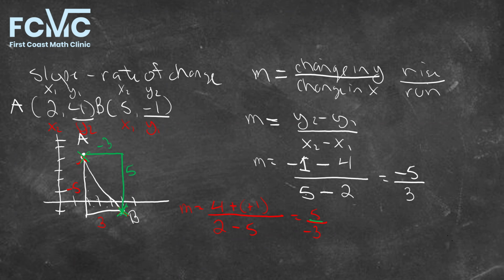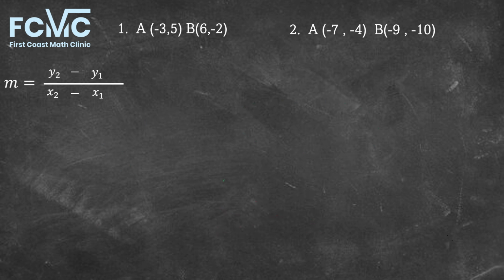All right, so let's get into a couple examples where we use our slope formula to find our rate of change, or our slope, between 2 points. Okay, so for number 1, we've got point A, which is (-3, 5). B is (6, -2). So I'm going to make this my x1 and y1. So point A is going to be x1, y1. B is going to be x2, y2. And we've got our formula off to the left.